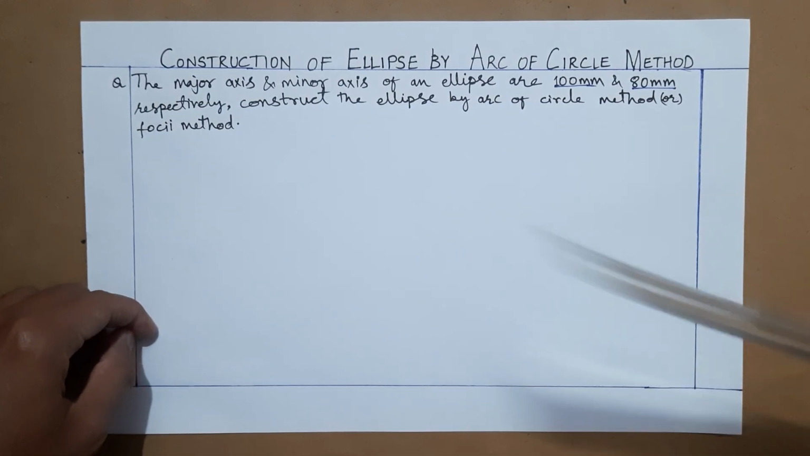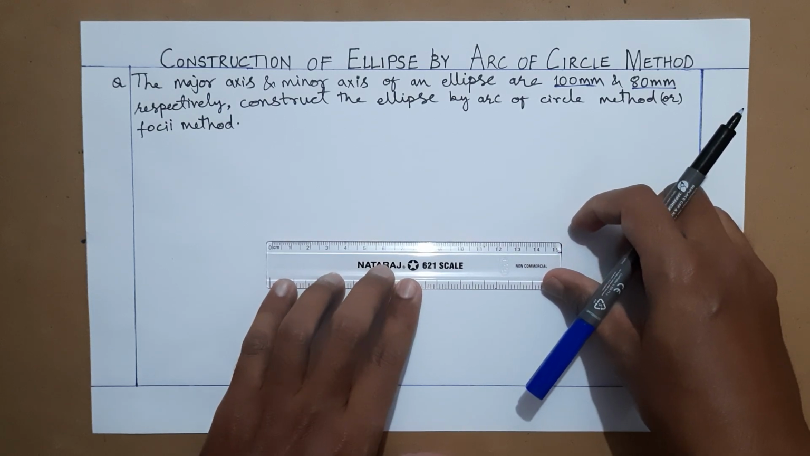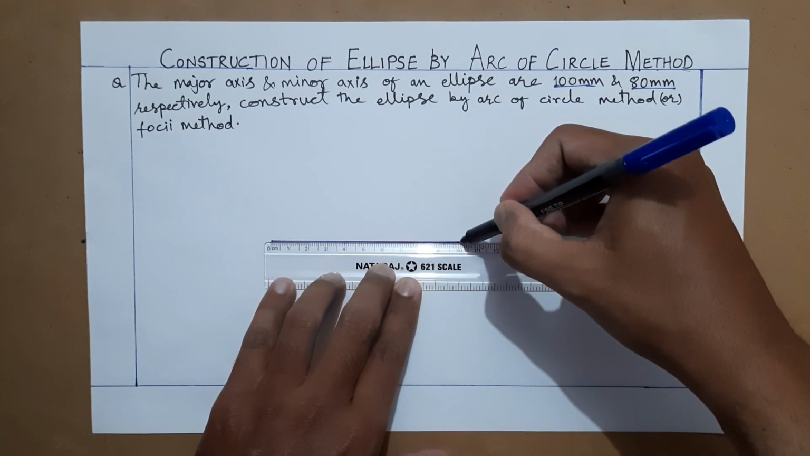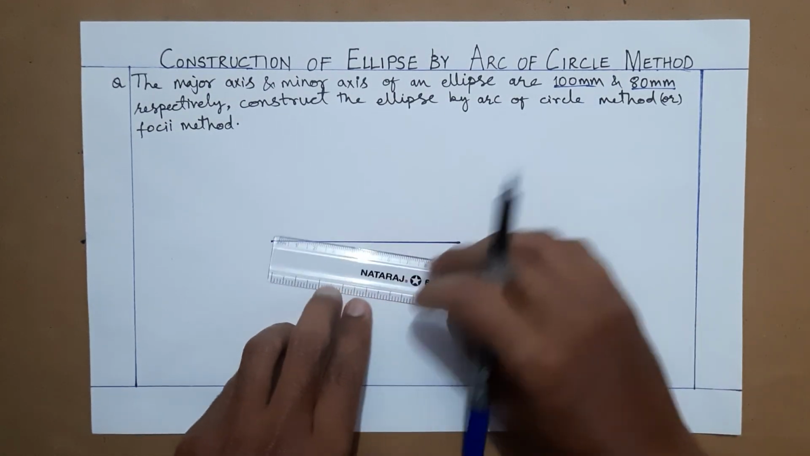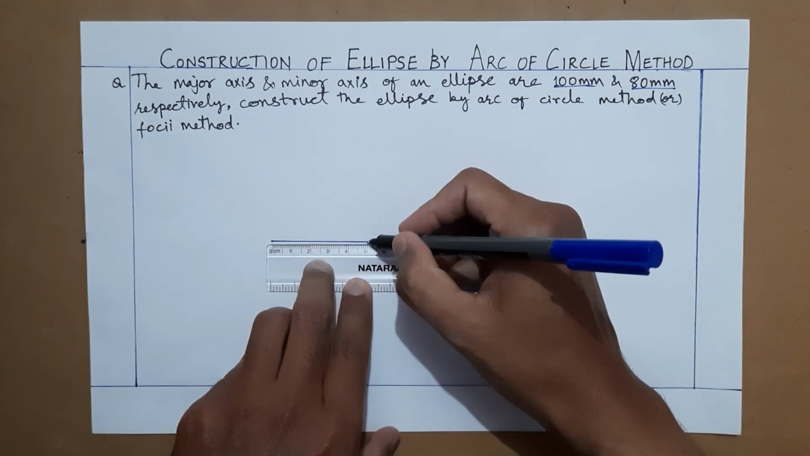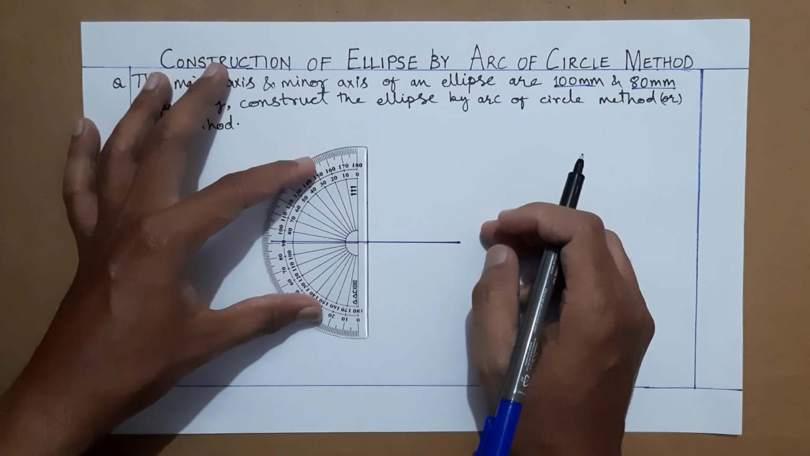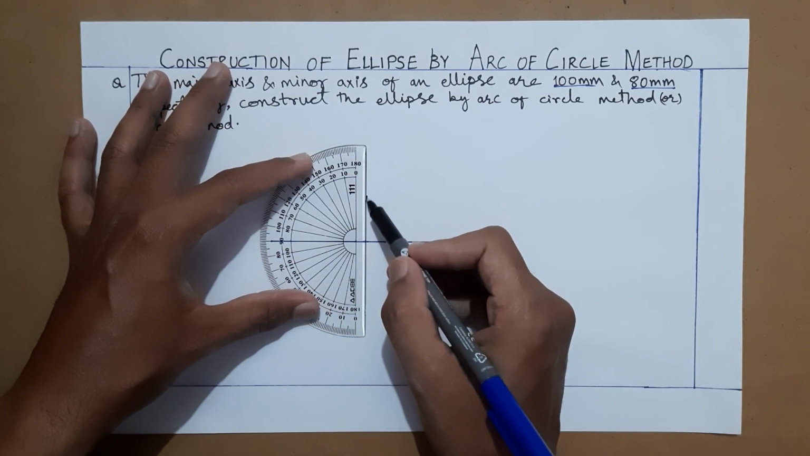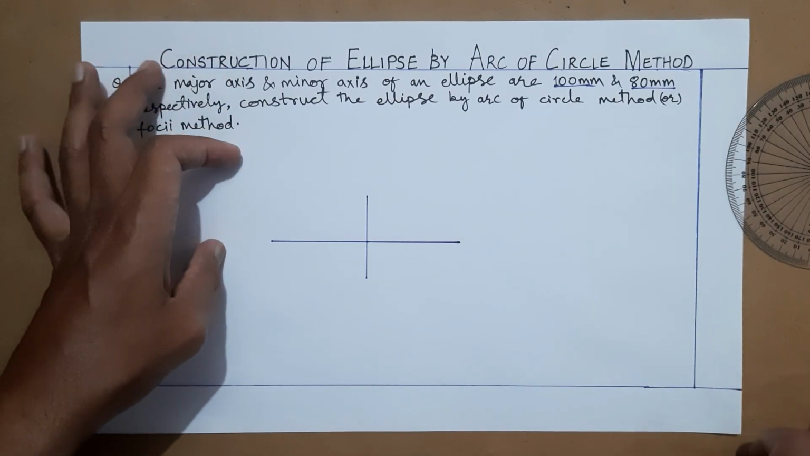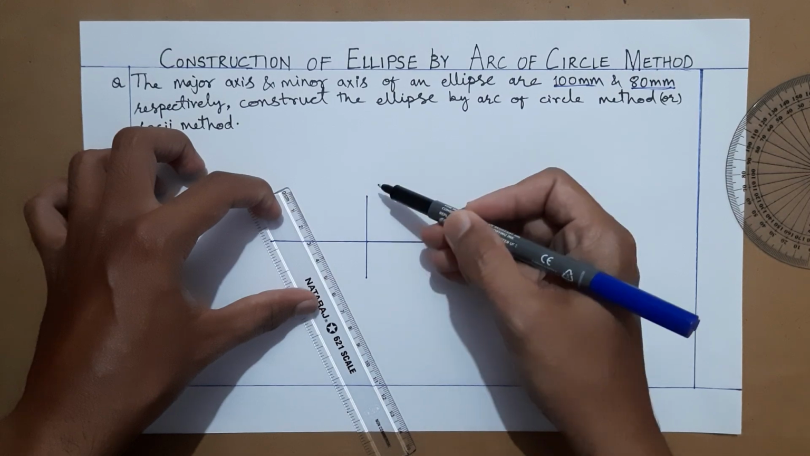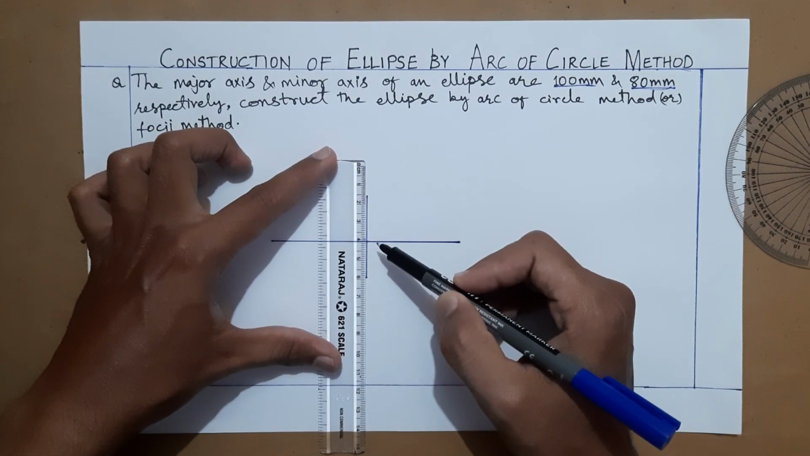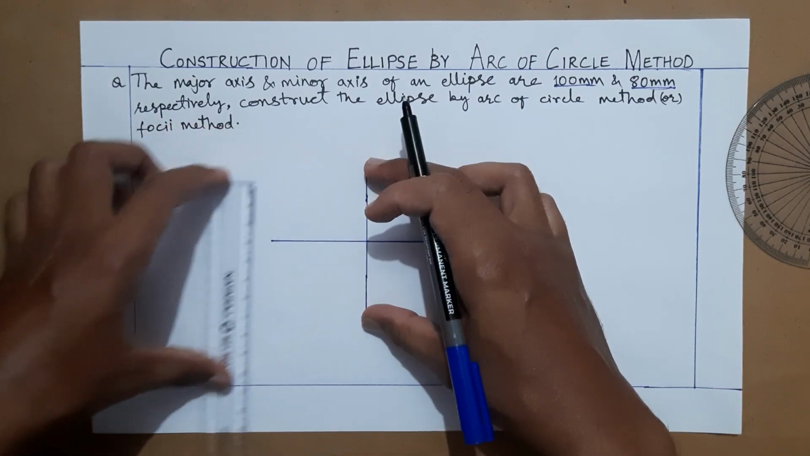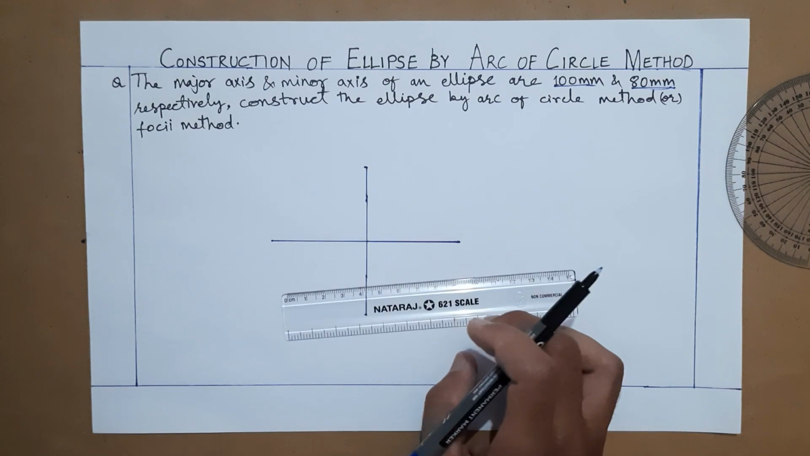First, draw the major axis, a 100 mm line. Then take the midpoint of this. From here, draw a perpendicular at 90°, so it is automatically at right angles. Here you measure 80: 40 this side, 40 this side. So 40 plus 40, total 80, is the minor axis, and 50 this side, 50 that side, 100 mm, is the major axis.